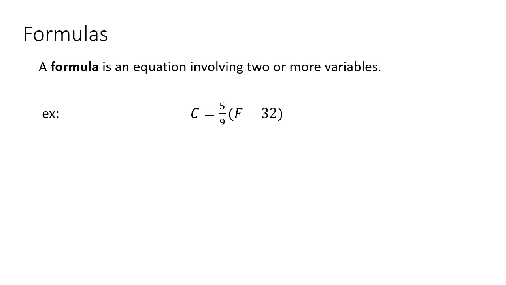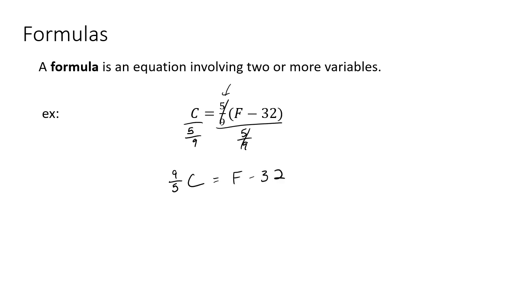But let's say you wanted to convert in the opposite direction. You wanted a formula instead to go from Celsius to Fahrenheit. Well, all we have to do is solve this same formula for F. So in this case, I would want to get rid of this 5/9 first. So I could divide both sides by 5/9, but dividing by a fraction is the same as multiplying by its reciprocal. So that would be the same as 9/5 times C.